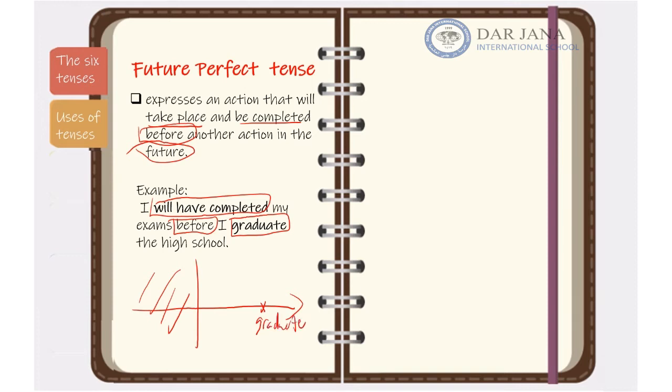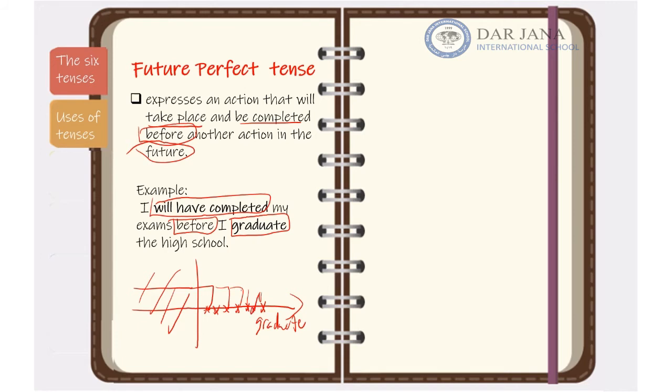Graduation in the future, I will have completed. It might be here, it might be any time in the future after the present. It doesn't matter when it started. It might have started a long time before, in the past, before he said this sentence. But what's important is when it will end. It will end in the future, just before graduation.